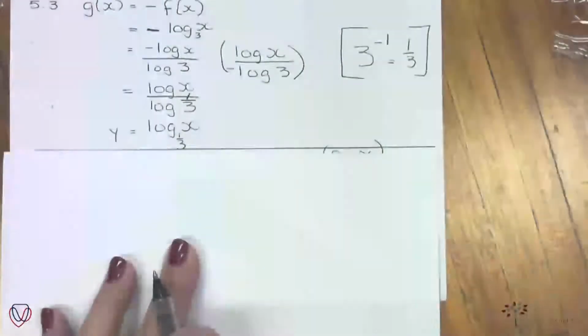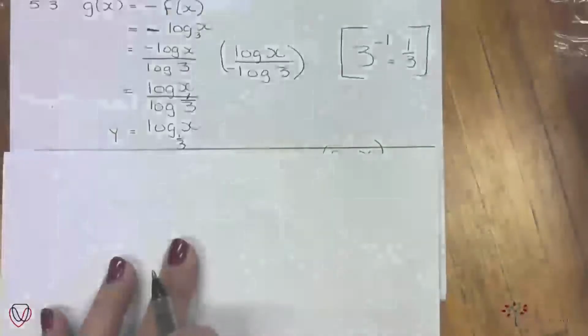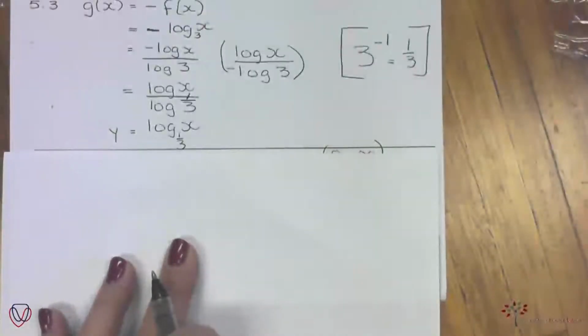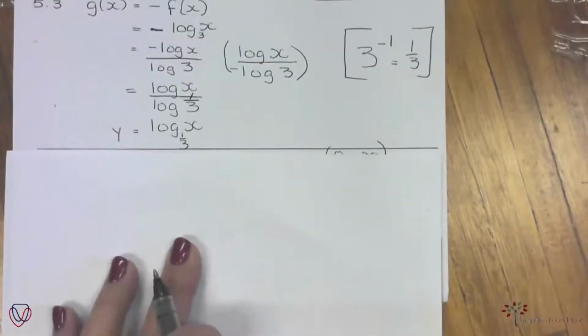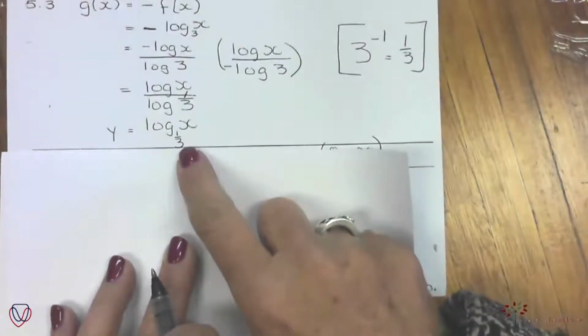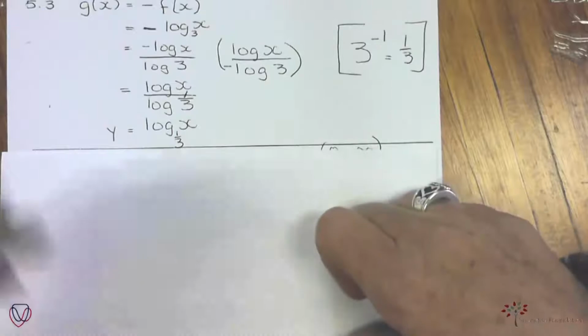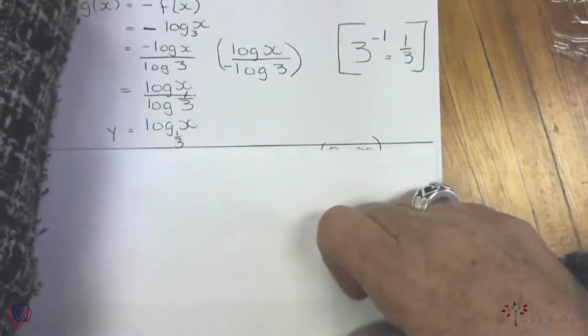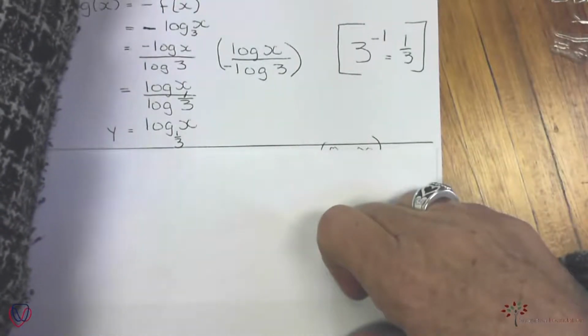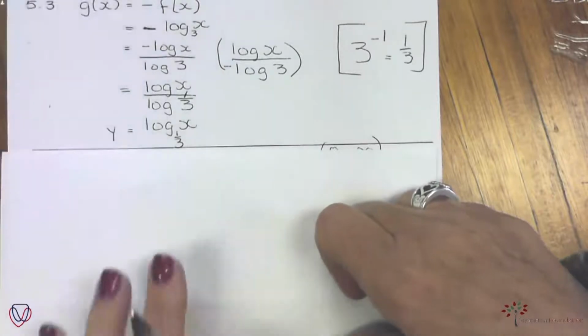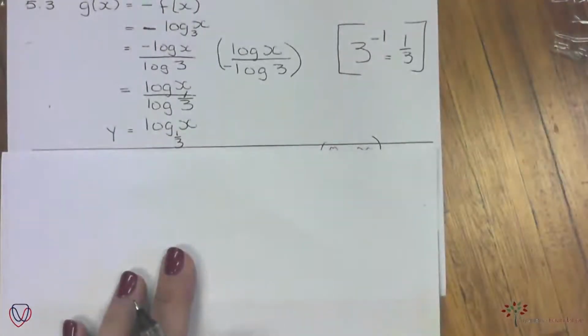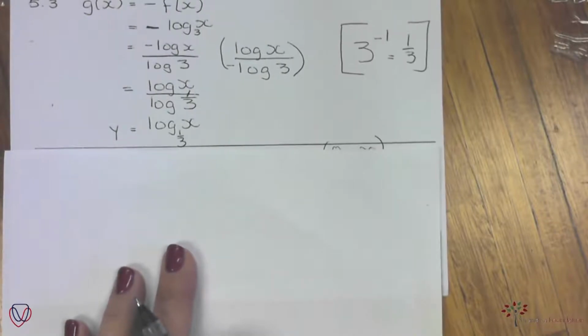So g(x) is equal to negative f(x). Means I've got a log x with a 1/3 base. And that means it will be this log. I don't want to do too much on this graph. It will be that one. It is the inverse of this graph.